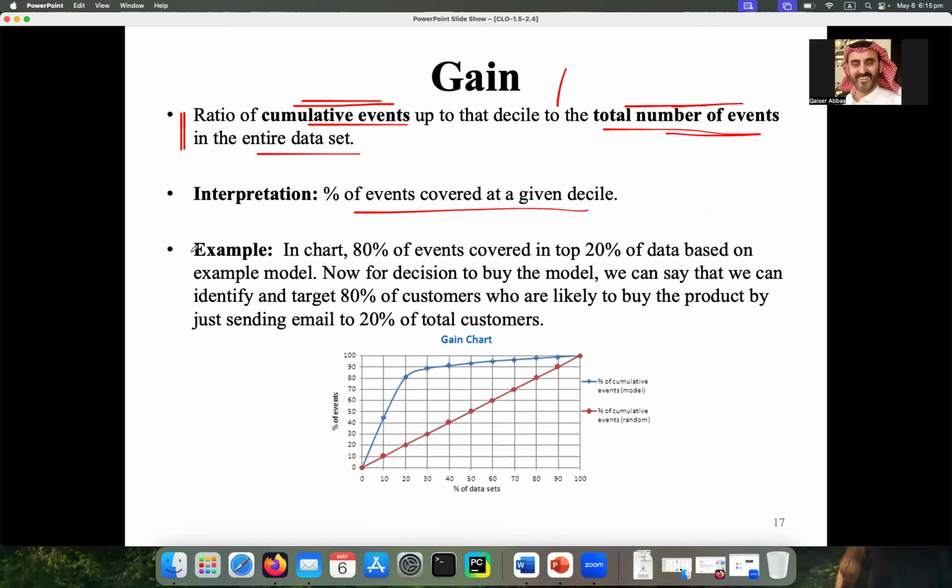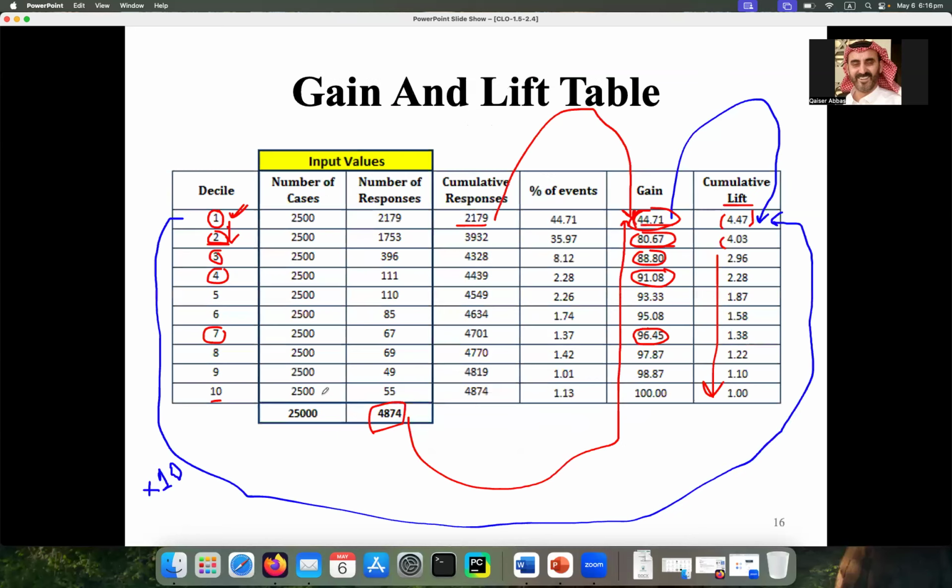Now that example is already there, but this example is giving you another idea. If you see this chart, what idea is it giving? In this gain chart, the number of data sets, 0, 10, 20, 30, 40, you can say the deciles. Here this is the decile, and then percent of events and number of data sets.